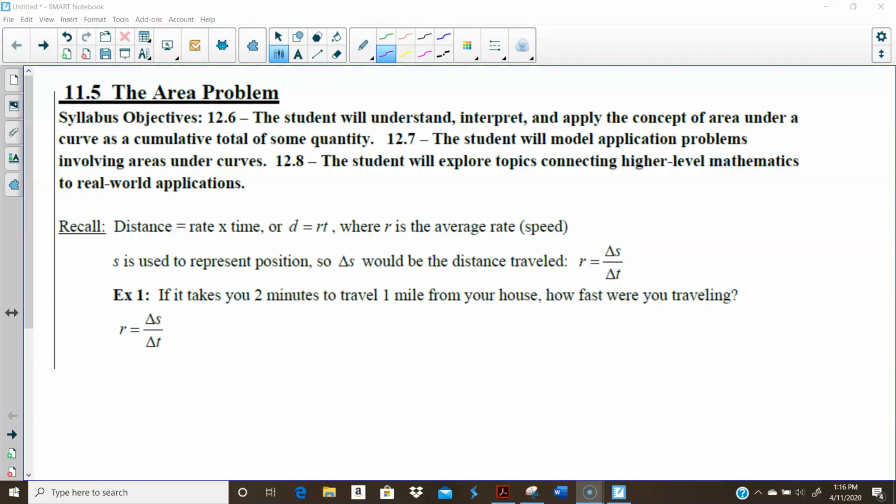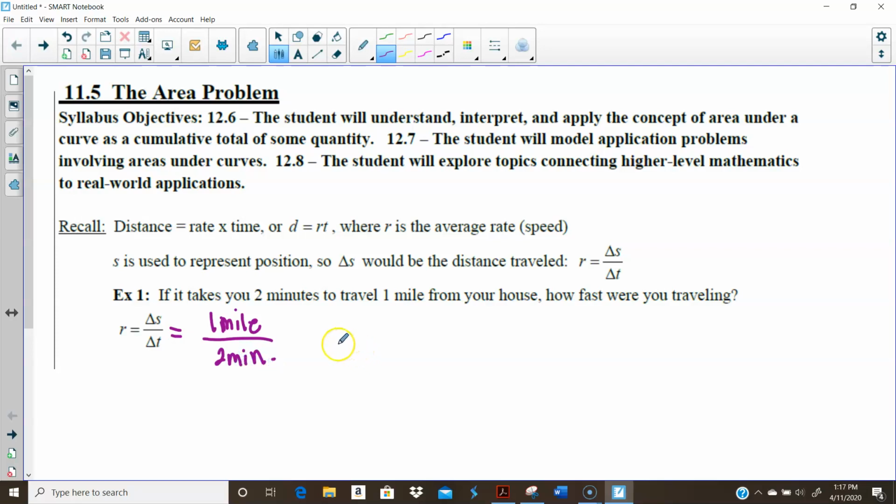is connected to calculus. So, starting off with just a simple problem, we know that rate is equal to distance divided by time. So again, the triangles mean change in distance over change in time. And so it says if it takes you 2 minutes to travel 1 mile from your house, how fast were you traveling? So we went 1 mile, oops, that's an M, and it took you 2 minutes.